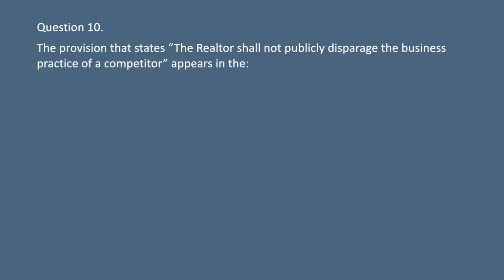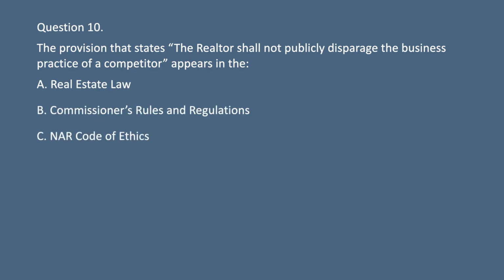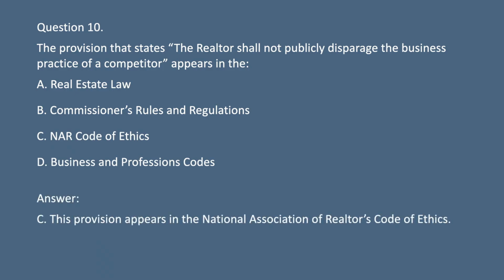Question 10. The provision that states the realtor shall not publicly disparage the business practice of a competitor appears in the A. Real estate law. B. Commissioner's Rules and Regulations. C. NAR Code of Ethics. D. Business and Professions Codes. Answer C. This provision appears in the National Association of Realtors Code of Ethics.